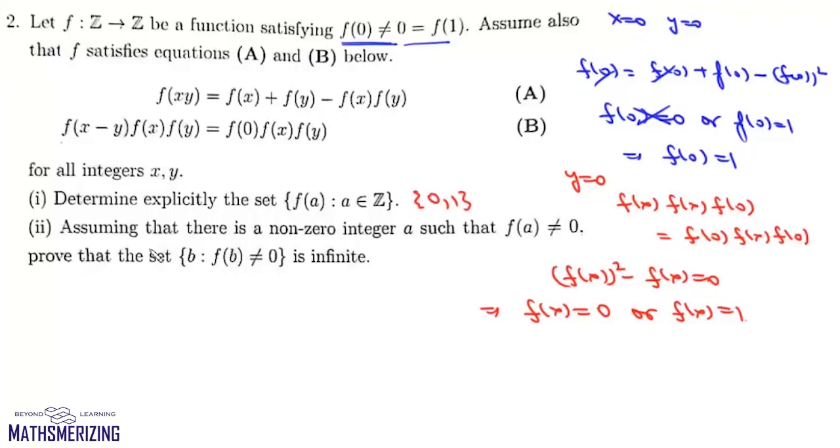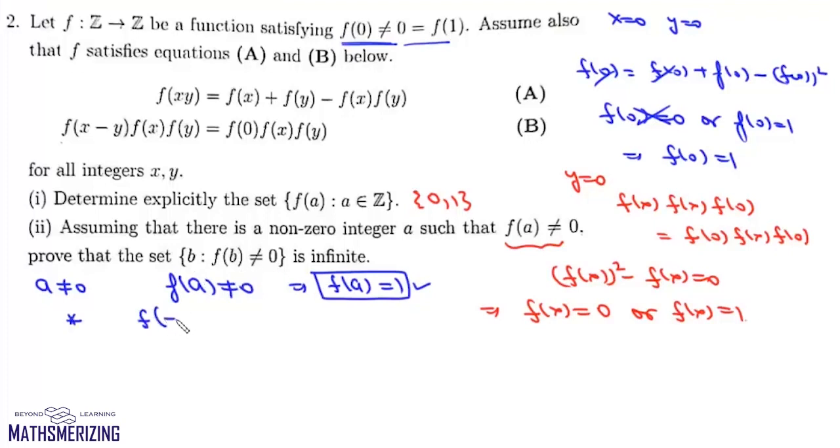Now part B says that assuming that there is a non-zero integer a such that f(a) is unequal to 0, prove that the set of b such that f(b) is unequal to 0 is infinite. So now we have a non-zero integer a such that f(a) is unequal to 0, and since the range of this function is {0, 1}, it means f(a) is equal to 1. Now we need to prove that if f(a) is equal to 1, then there exist infinitely many points b such that f(b) is unequal to 0, that is f(b) is equal to 1.